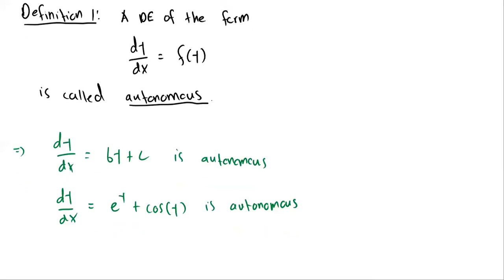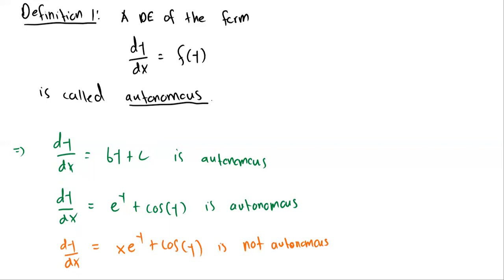Now, an easy example of something that wouldn't be autonomous is anything that has independent variables. For example, if we had an x here, so x e to the y plus cosine of y, now this is not autonomous because you can see the independent variable. So again, what we want is dy/dx by itself on one side, and on the other side you only have the dependent variable y or constants. So it's very easy to tell whether a differential equation is autonomous.